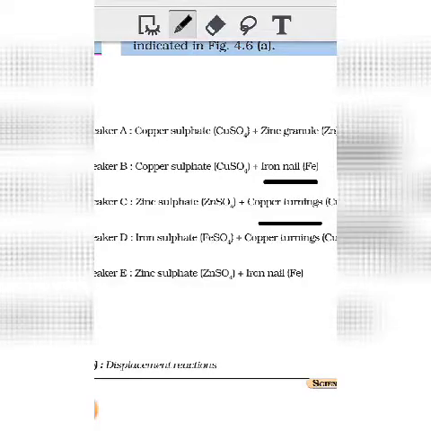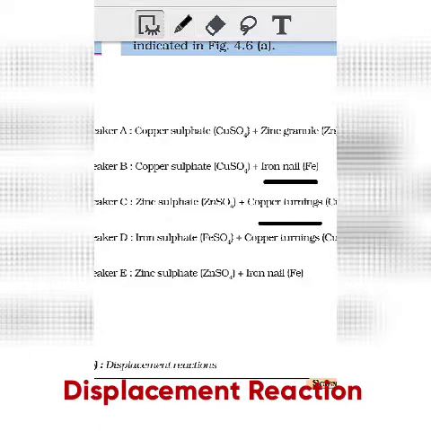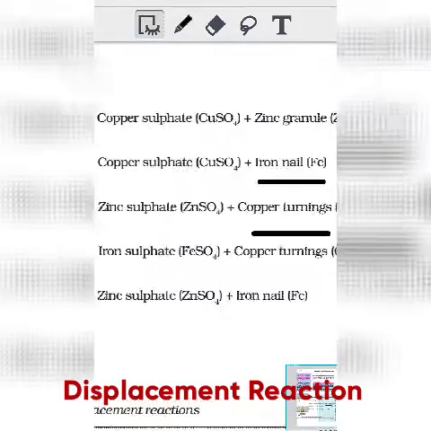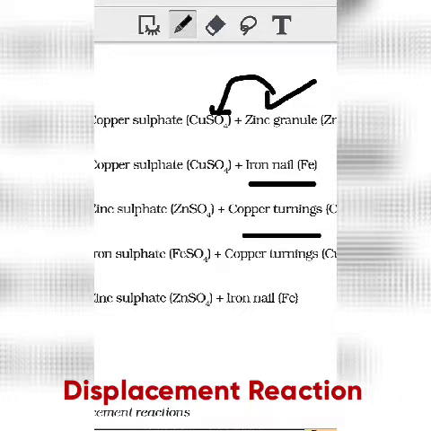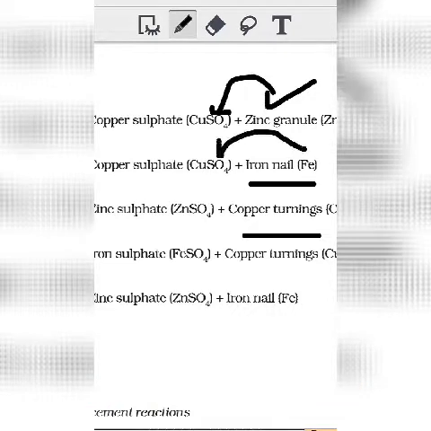Now if you see, beaker A shows copper sulfate plus zinc. So who is more reactive, copper or zinc? Zinc is more reactive, so it will displace copper and take the place of sulfate. Whoever is more reactive will displace the metal and take the place of the metal, and it will form a new solution, zinc sulfate ZnSO4 plus copper. Now here the solution is zinc sulfate and you are putting copper. Copper is the lone metal.